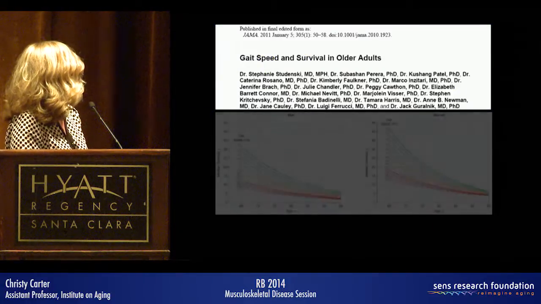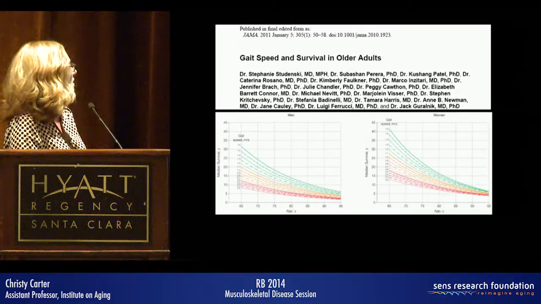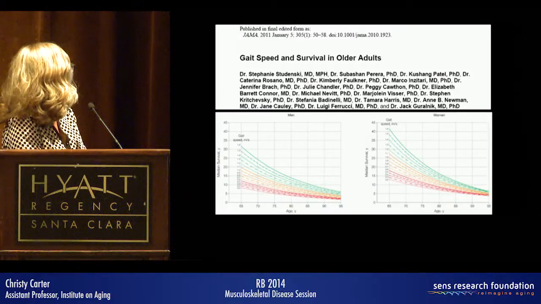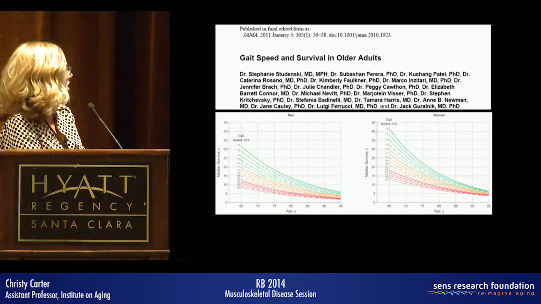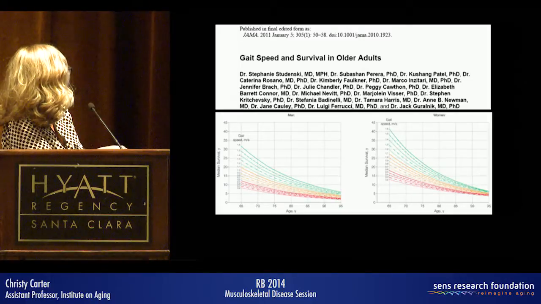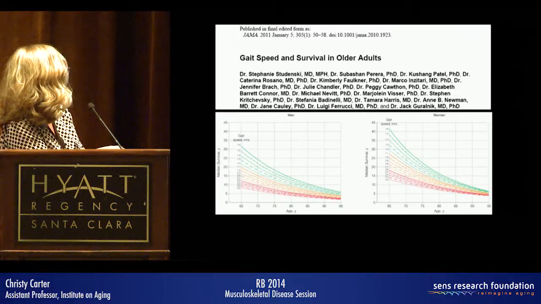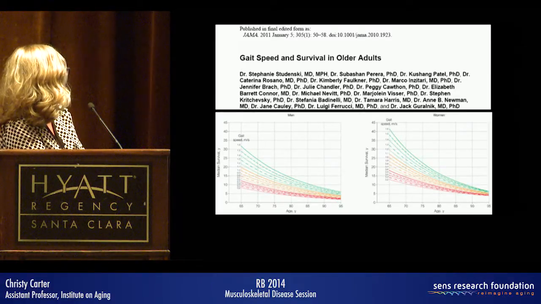So this is just to show you, this was a huge meta-study by Stephanie Studinsky. These are cross-sectional longitudinal data from 65 all the way to 95, in both men and women, showing survival time over years based on their gait speed. And what you can see is, just like we see in rats, people who have a faster gait speed progress to live longer and survive longer.